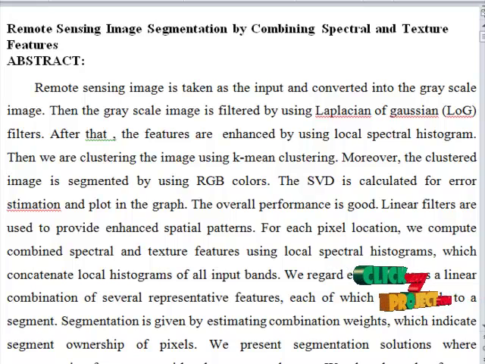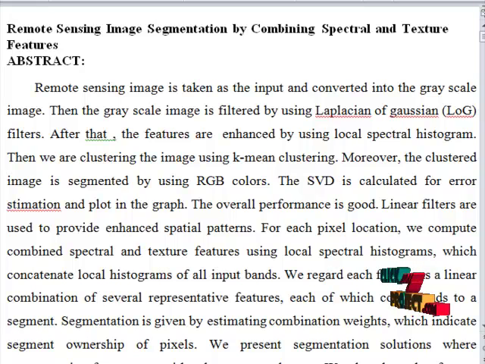Then we are clustering the image using k-means clustering. Moreover, the clustered image is segmented by using RGB colors. The SVD is calculated for error estimation and plotted in the graph. And finally, the overall performance is good.